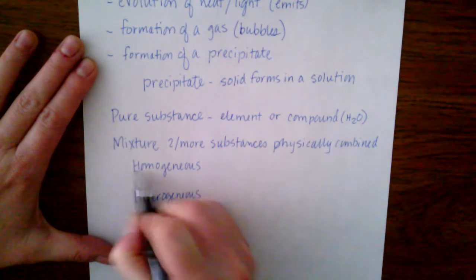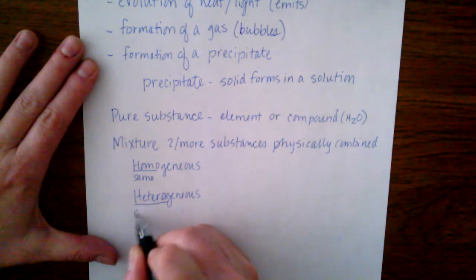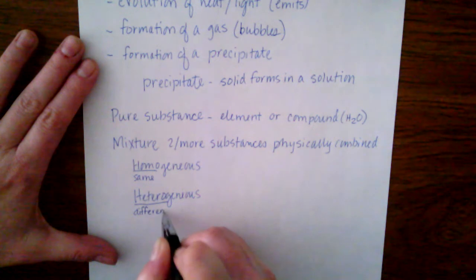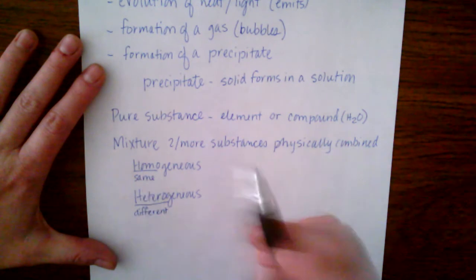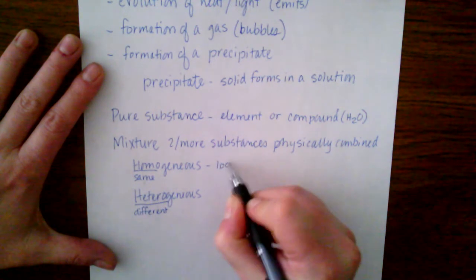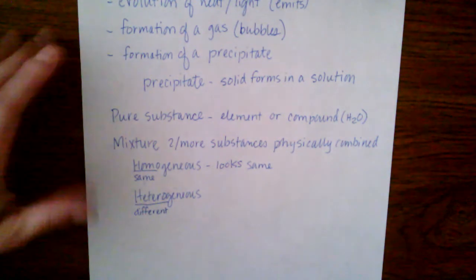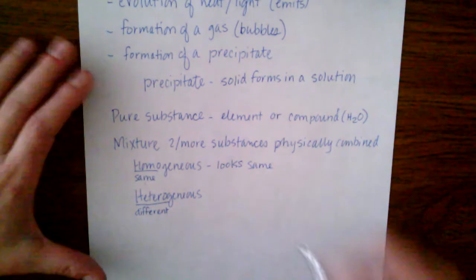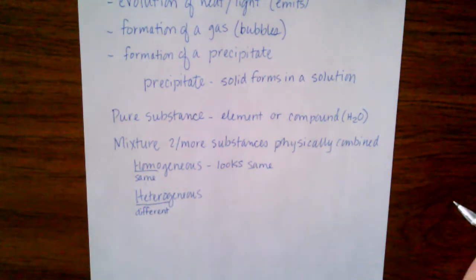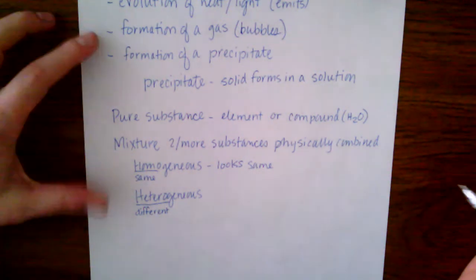And I know that you've heard these roots before, homo and hetero. Homo means same. Hetero means different. So if you just break it down like that, then you can always tell what it is. Homo, the one that says homogeneous, means same, so it looks the same. So if you look at it, you can't see the different particles. You can't tell one gas from the other gas. You can't tell that in milk. You can't tell the water from the fats, from the proteins. It all looks the same.